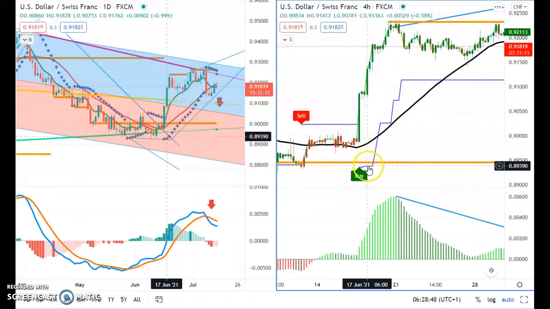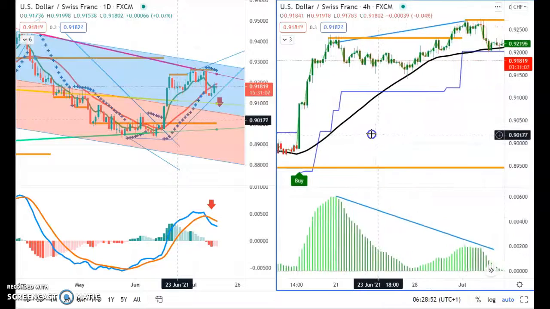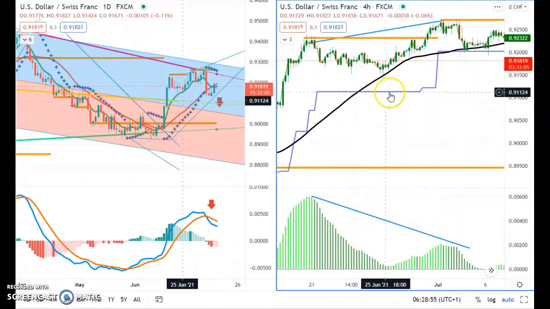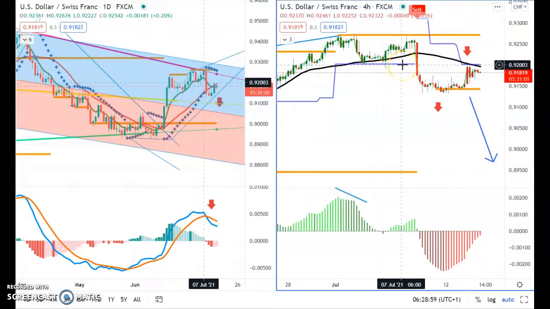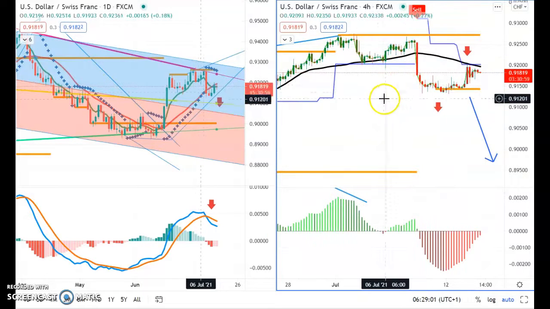Your initial stop will be below here on the buy signal, and then you trail your stop on the 4-hour chart until you are stopped out. Okay.